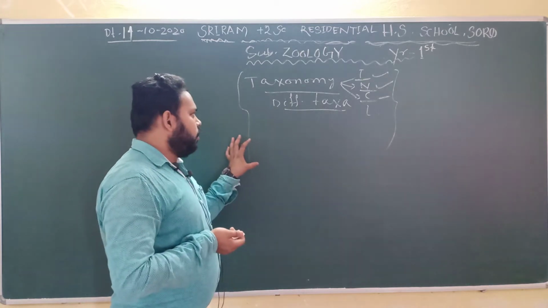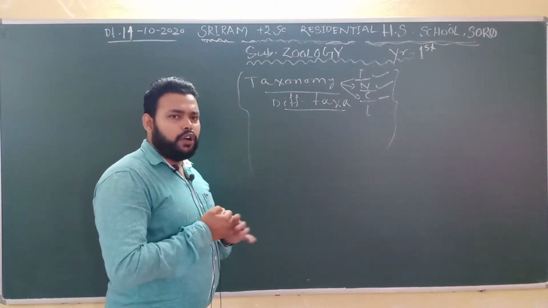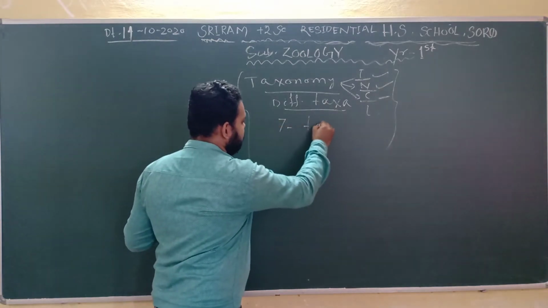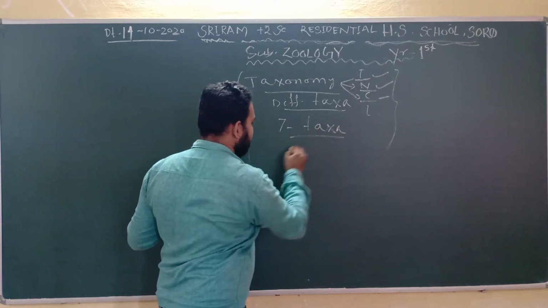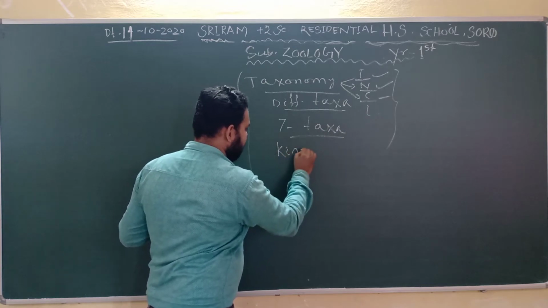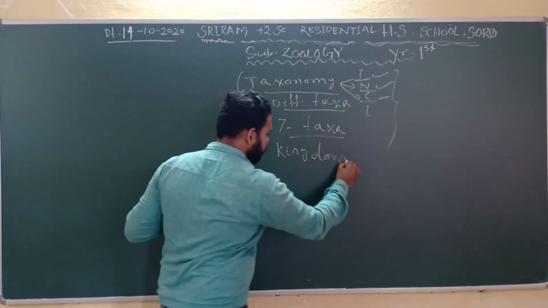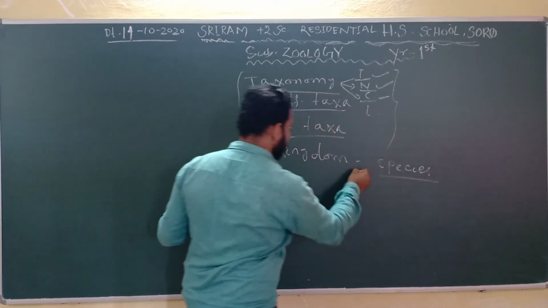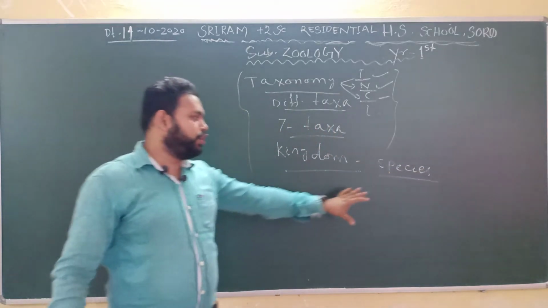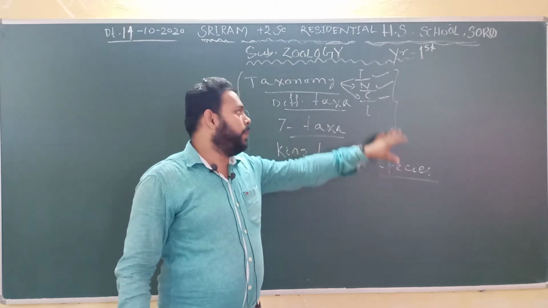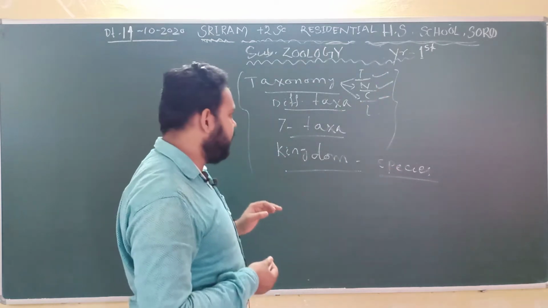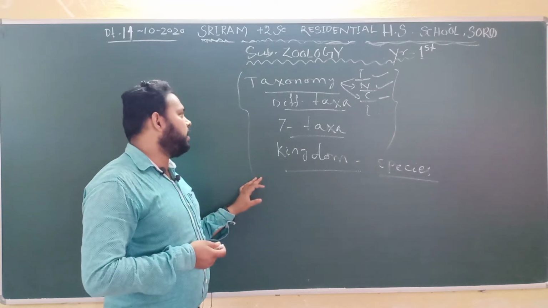So in taxonomy, we are majorly covering the seven taxa, starting from kingdom to its species level. Also, by using the genus and species name, we do the nomenclature, that is, we make the scientific names of the different organisms, plants, animals, and microorganisms.